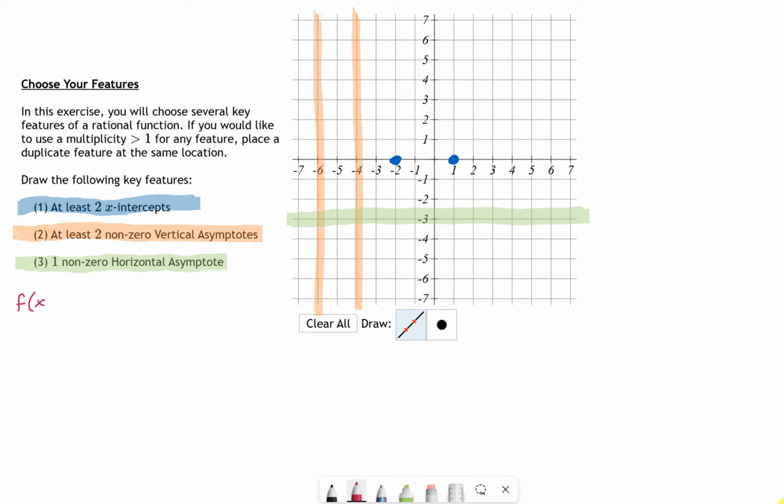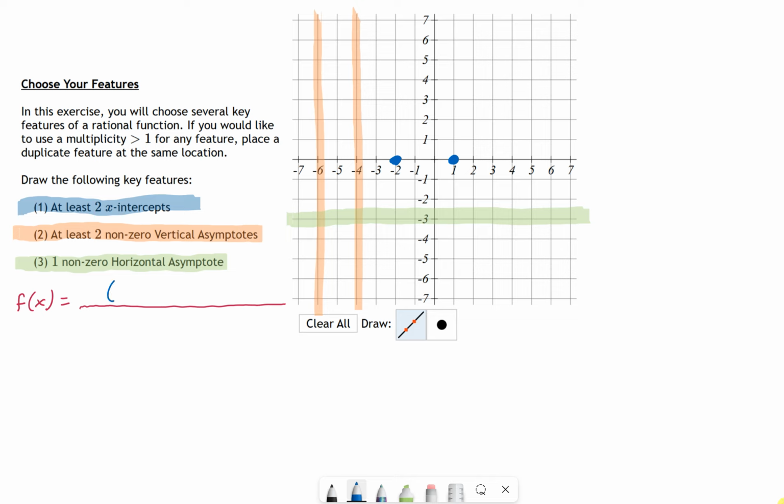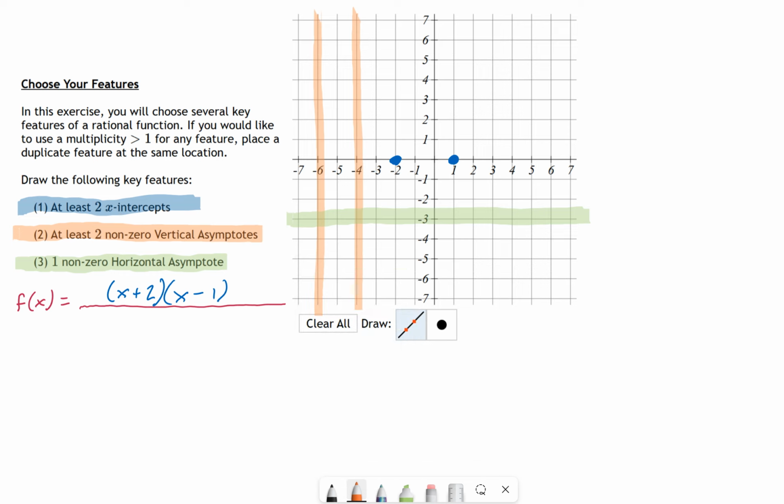My equation is going to look something like this. f of x equals, I have factors on top and bottom. The factors on top are going to be related to those x-intercepts that I made. So there's going to be x plus 2, and there's going to be x minus 1. All right. The factors on bottom are going to be related to those vertical asymptotes. So that's going to be x plus 6 and x plus 4. There's no holes in this function, so this equation is basically done. The only little bit left is the horizontal asymptote.